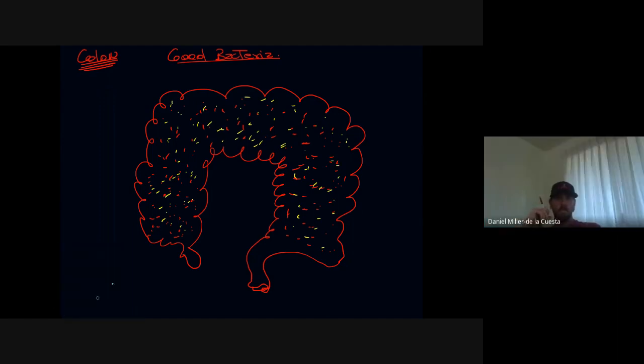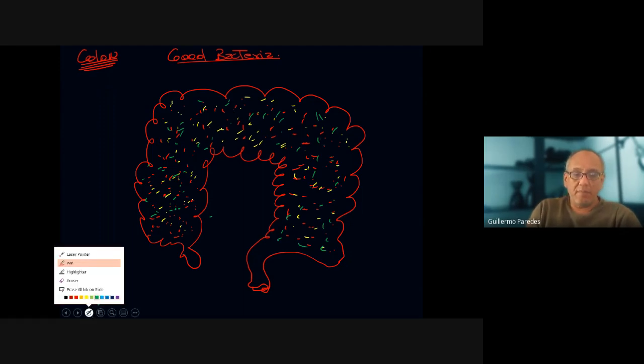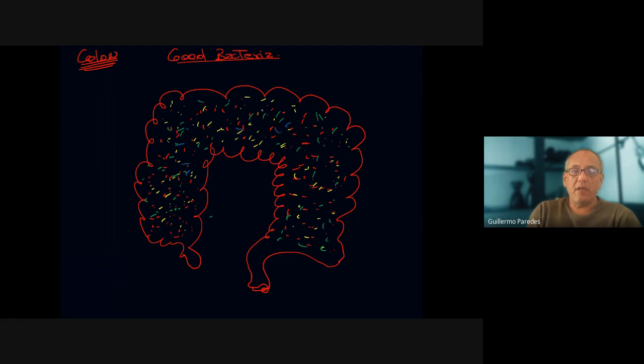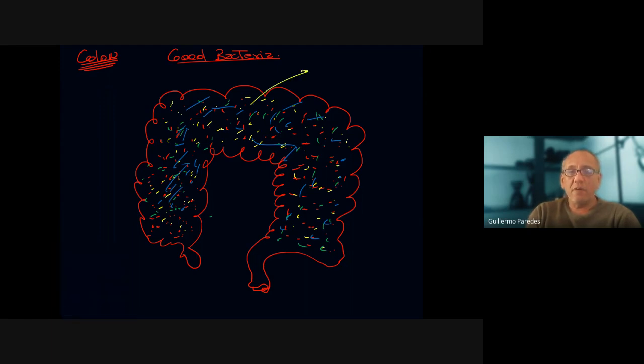All right, here I'm drawing like a collage. What I'm trying to represent here is that these guys are the bacteria. All of these are bacteria. Listen to this: we have 400 different species of bacteria.